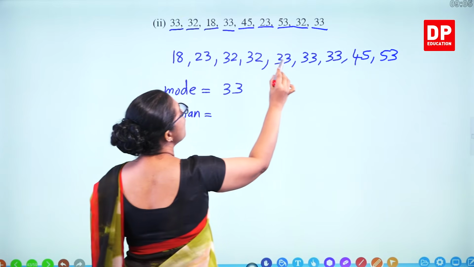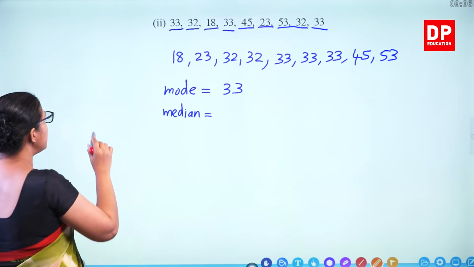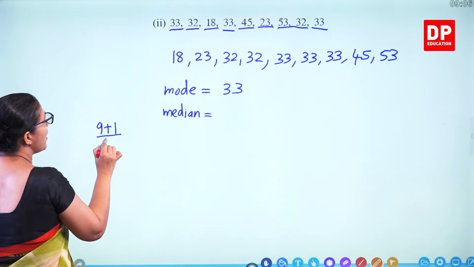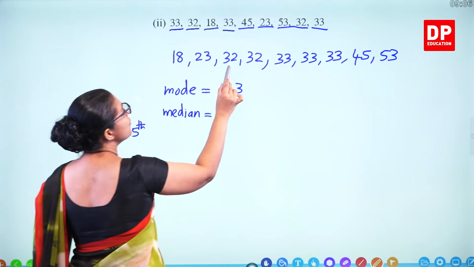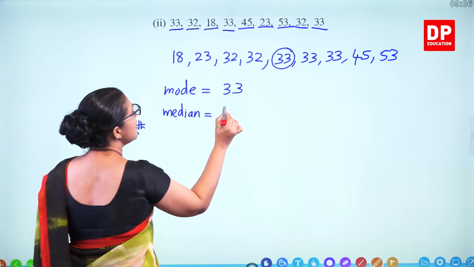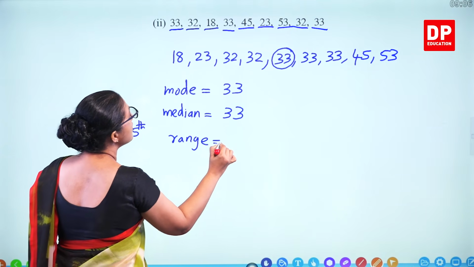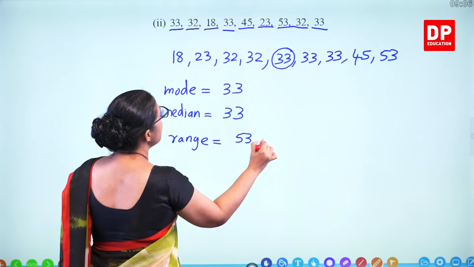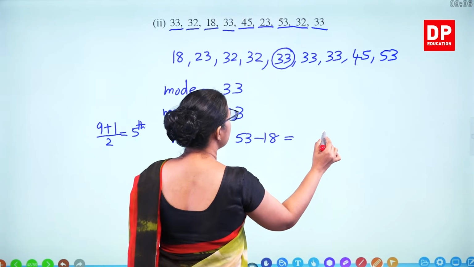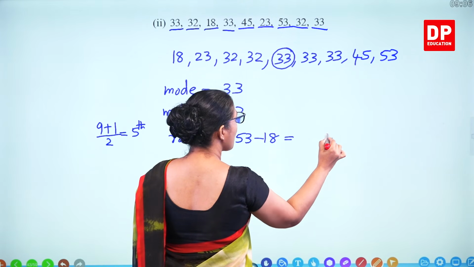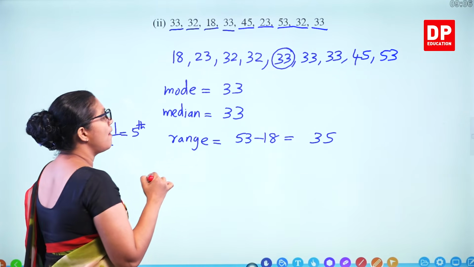1, 2, 3, 4, 5, 6, 7, 8, 9. Odd number of data points. So that means 9 plus 1 divided by 2. 10 divided by 2 is the fifth one. 1, 2, 3, 4, 5. Fifth one is the median. Range, just take the highest minus lowest. It's 53 minus 18. You get 35.